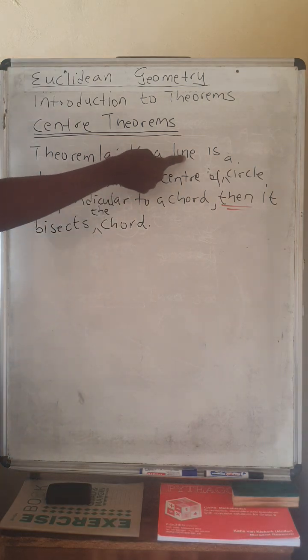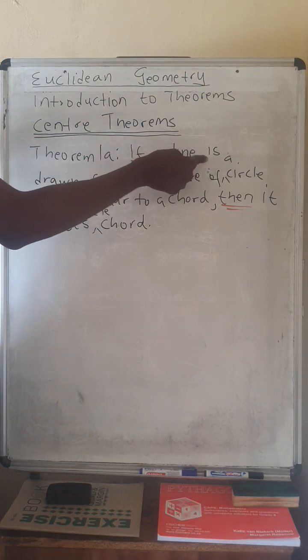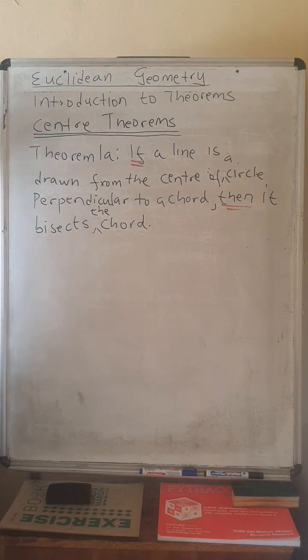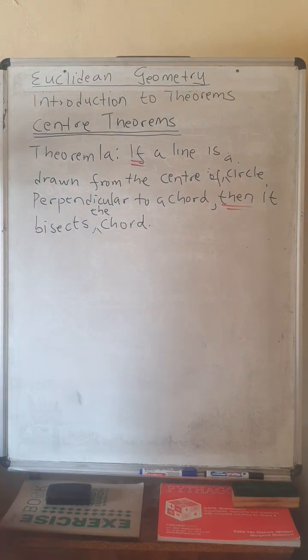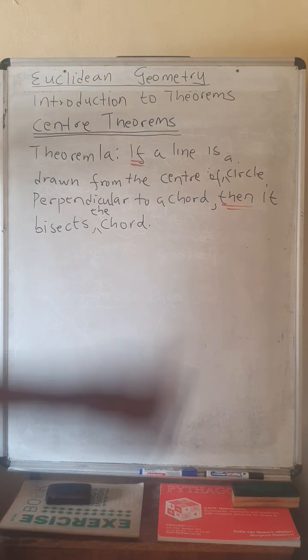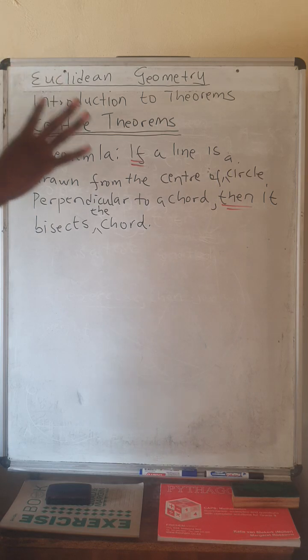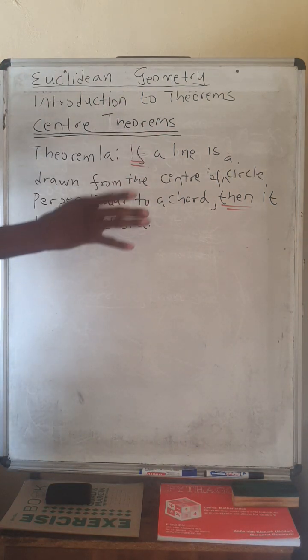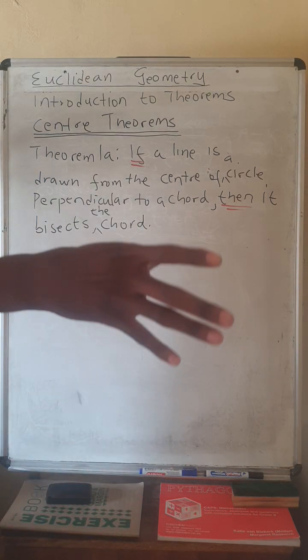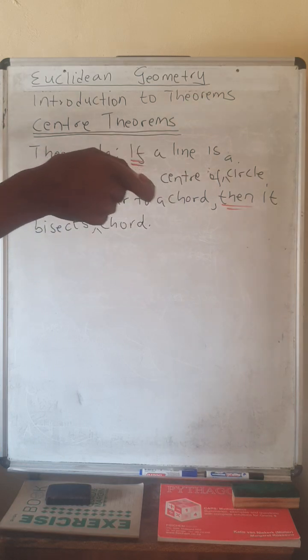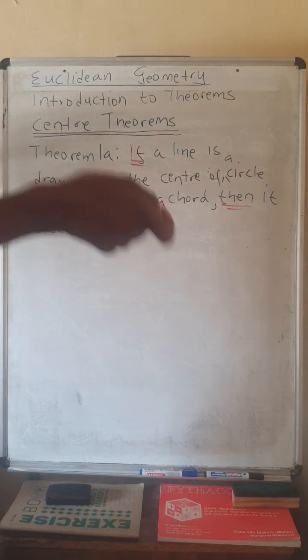So based on this theorem, what is the condition? The condition is a line that is drawn from the center of a circle perpendicular to a chord. And then the conclusion is it bisects the chord. Remember I told you that in order for us to have a conclusion, the condition must be met. So we say a theorem is applicable if its condition is being met. Once I see the condition of a particular theorem, then I know that theorem is going to be applicable.